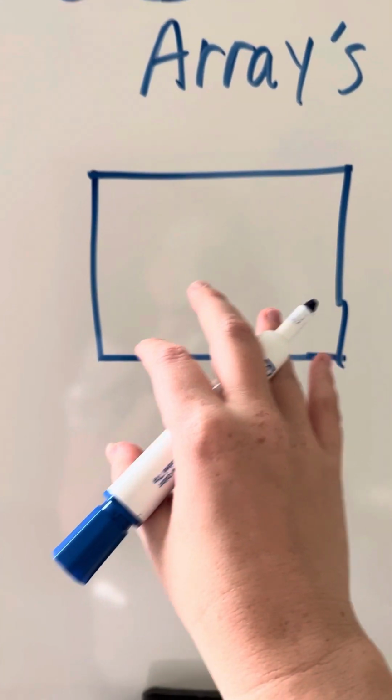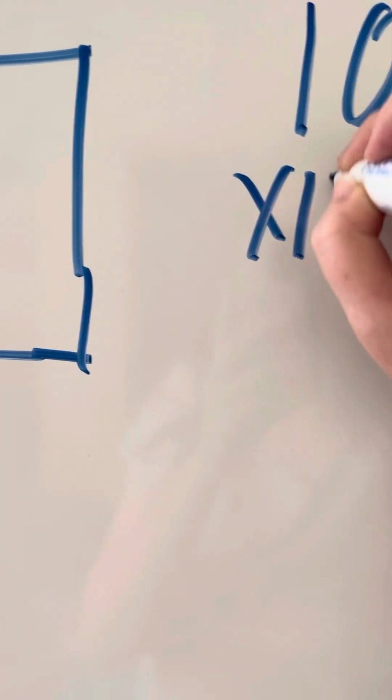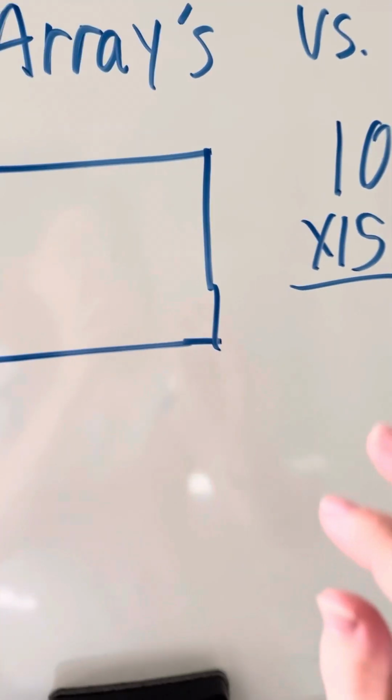So as I said before, arrays are just like the area model. Just to show you the array, I'm going to pick really easy numbers. So let's say, here's my box. Let's say that my problem is 10 times 15. We're just going to keep it simple, easy.